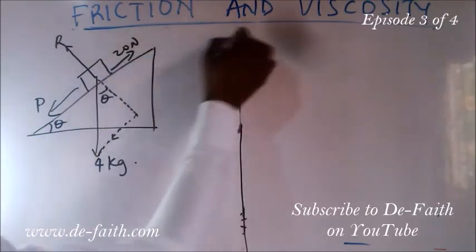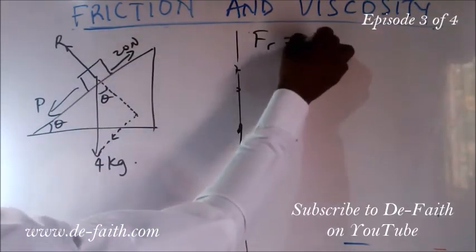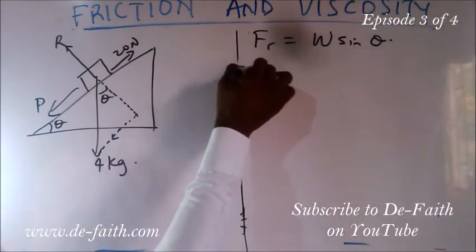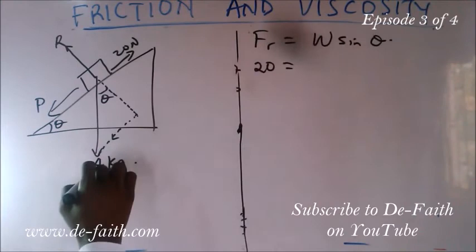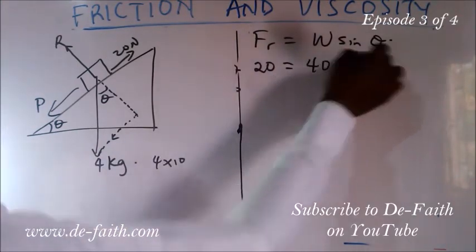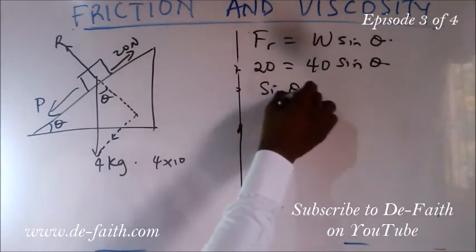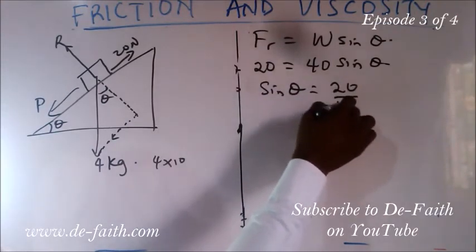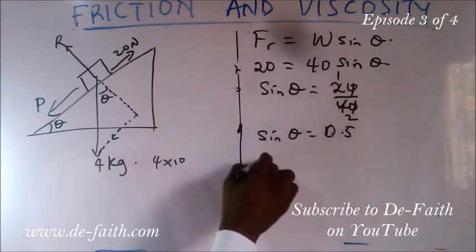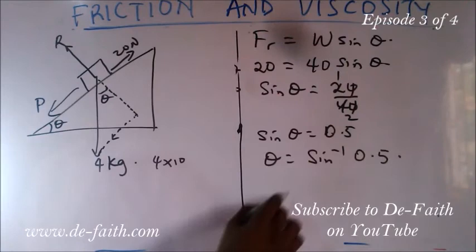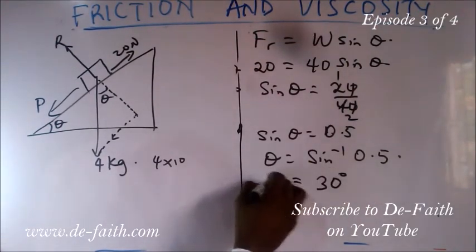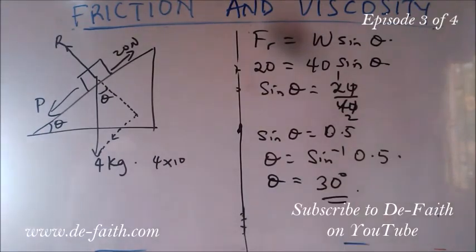So we are saying that this frictional force here is equal to W sine theta, and our FR here is 20 Newton, and our W here is 40 times 10. That's 40, then sine theta. So making sine theta the subject of this equation, we have 20 over 40. So we are left with sine theta equal to 0.5. So theta equal to arc sine 0.5, and that leaves us with 30 degrees. So in this question, the angle of inclination is 30 degrees.